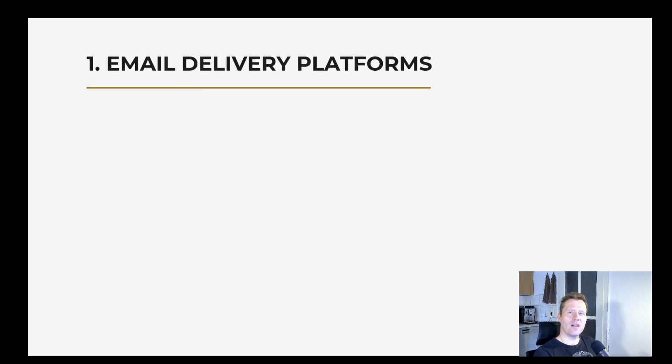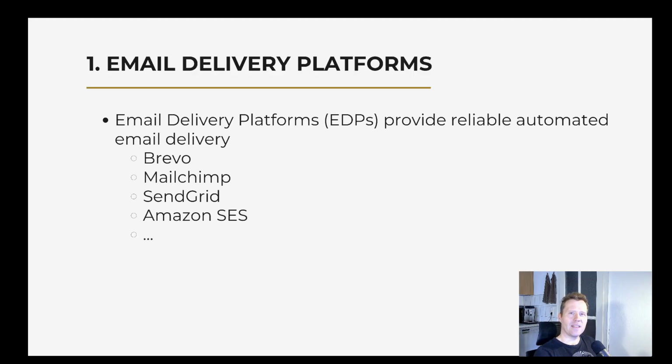So, what are email delivery platforms? An email delivery platform, short EDP, provides reliable automated email delivery. For example, there are companies like Brevo, Mailchimp, SendGrid, or Amazon's SES.